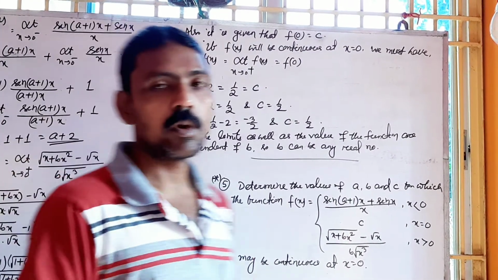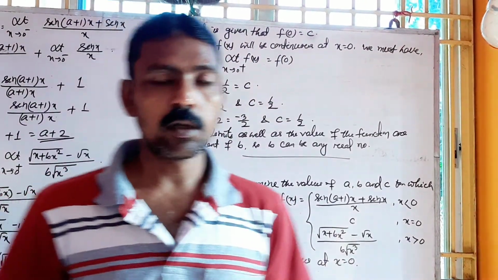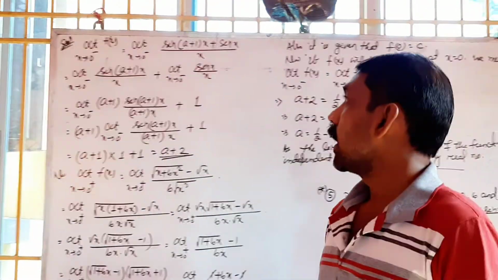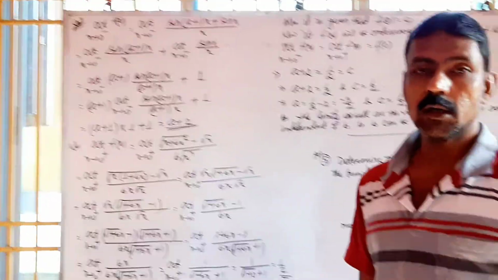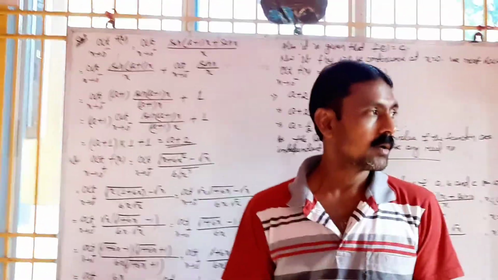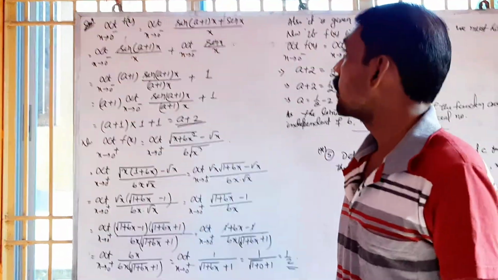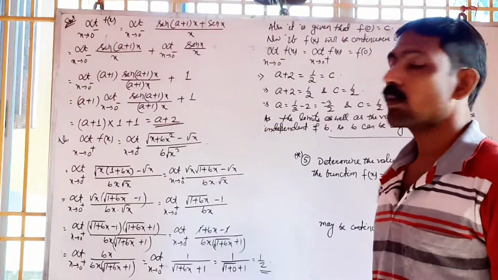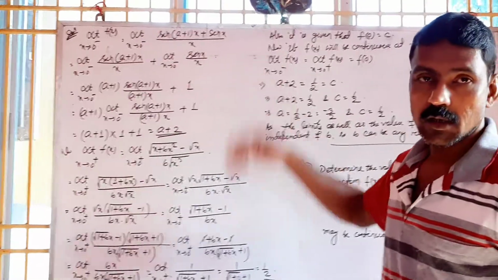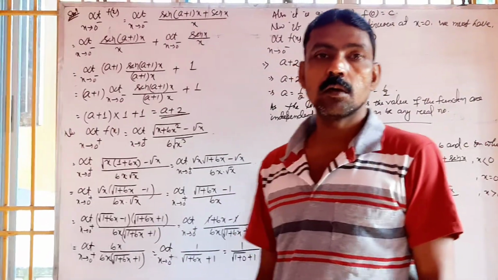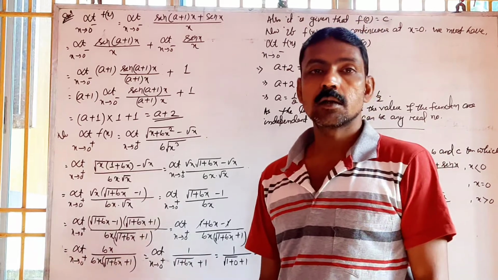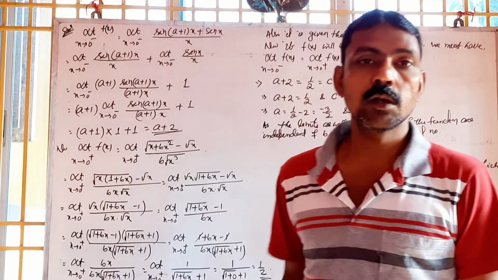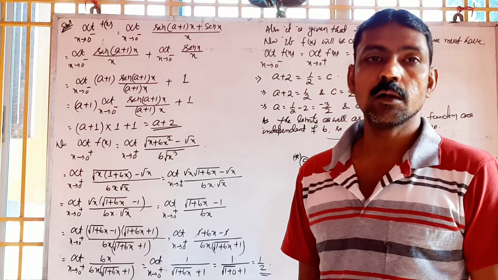So these are a few examples based on continuity, that means how to check whether a function is continuous and how to find the value of some unknown quantity if you are given that a function is continuous. So go through these questions, practice them and practice some more questions of this type and try to complete exercise 5.1. In the next class we will again discuss continuity in an interval. Okay, thank you.